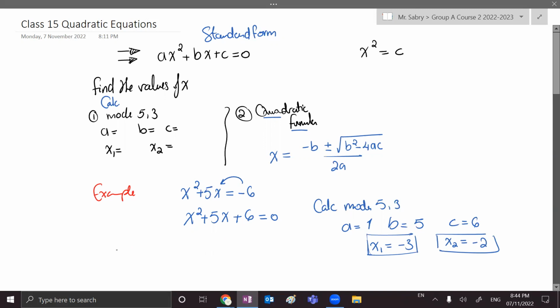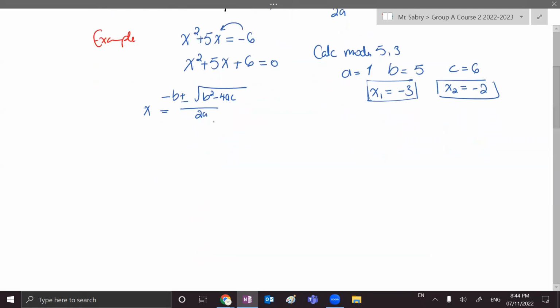Or I can do it by the quadratic formula. And the quadratic formula states that negative b plus or minus square root b power 2 minus 4ac, and all of this divided by 2a should give me both values of x. And that's what we're about to do. So negative b, which is negative 5, plus or minus square root b to the power of 2 minus 4, a, which is 1, and c, which is 6. All of this is supposed to be divided by 2a, which is 2.